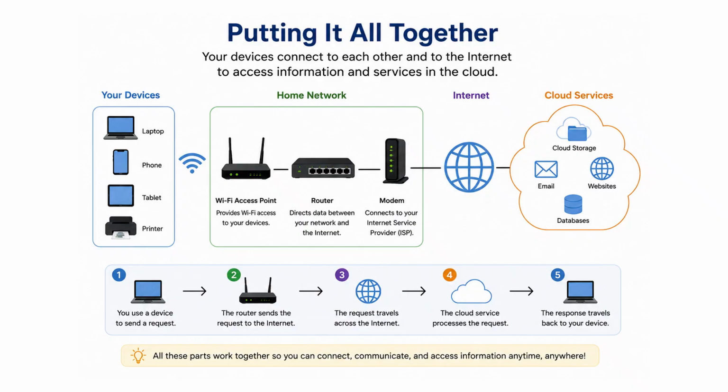So let's trace one final example. You save a document to Google Drive. Your laptop sends the file over the Wi-Fi. Your router sends it through the internet, and then Google servers store the file in cloud storage. Later, when you open that Google Drive on your phone, you're viewing the same file from the Google servers. So everything we've discussed today works together to make that possible.